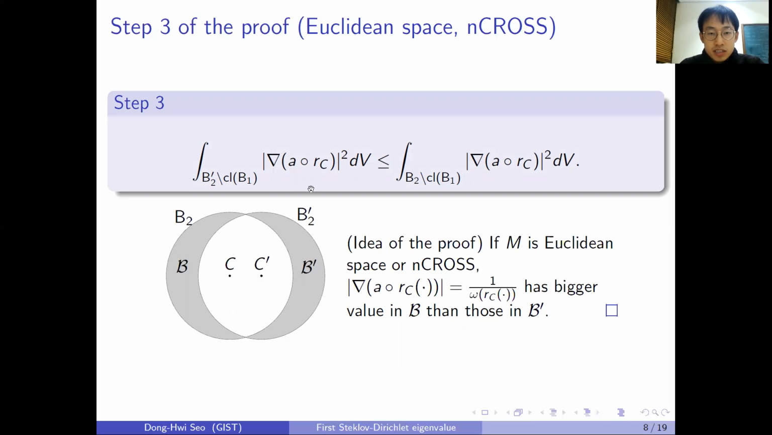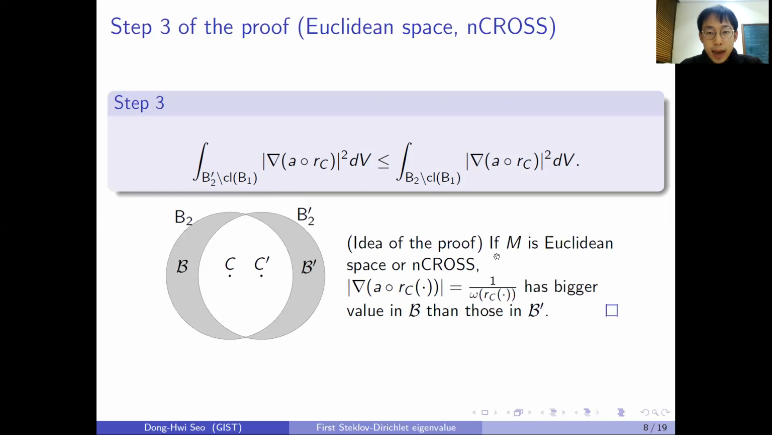And to compare these two integrals, we note that the two integrands are the same. So the only difference comes from the two domains. So we only need to consider the value of the integrands in the different set of the two domains, which is B and B prime.